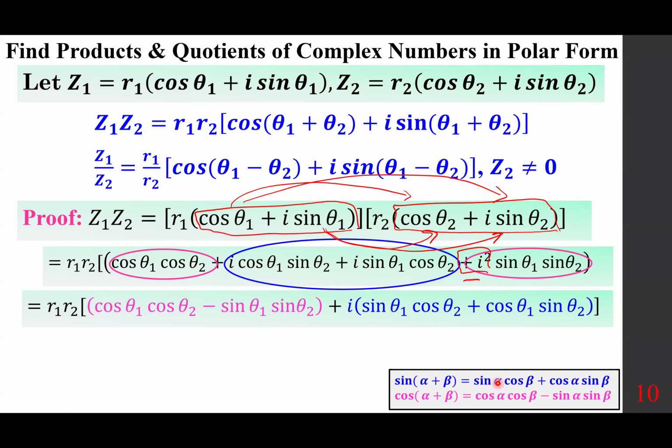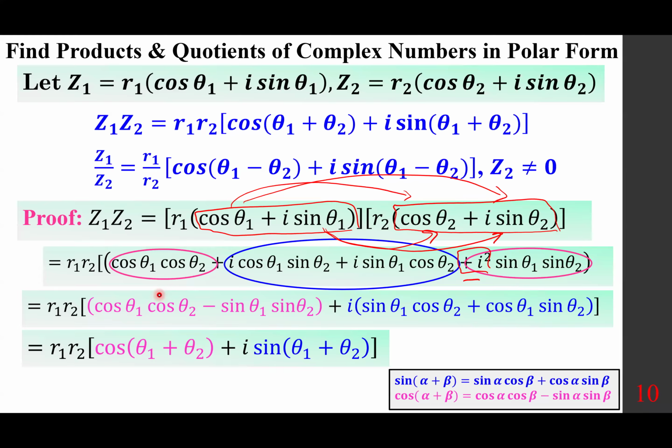What is sine of alpha plus beta? Sine alpha, cosine beta, cosine alpha, sine beta. I hope you recognize this one as sine of theta 1 plus theta 2. Cosine of alpha plus beta is cosine alpha, cosine beta minus sine alpha, sine beta. And I hope you recognize this as cosine of theta 1 plus theta 2. Believe it or not, that's the proof.